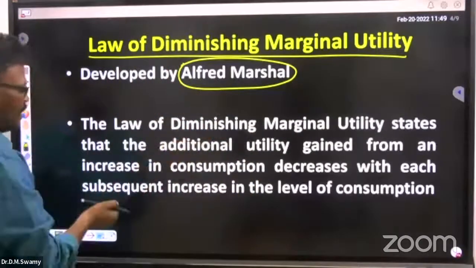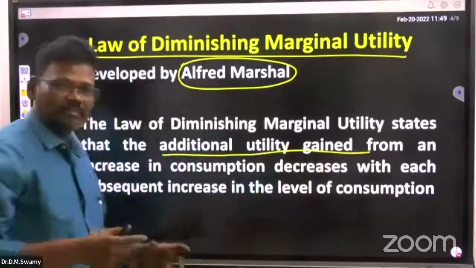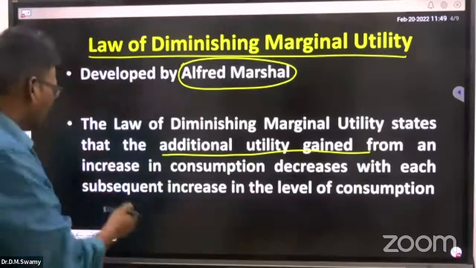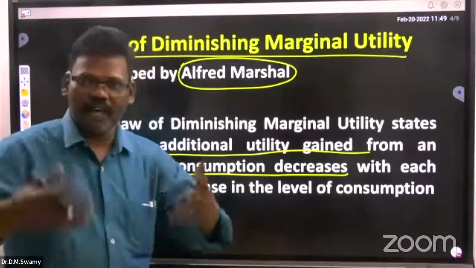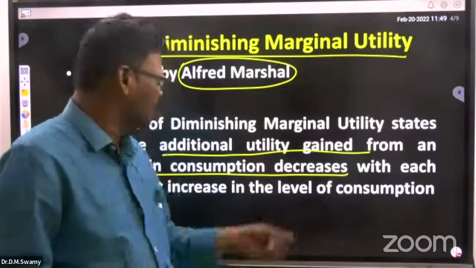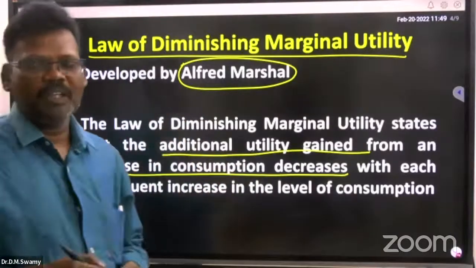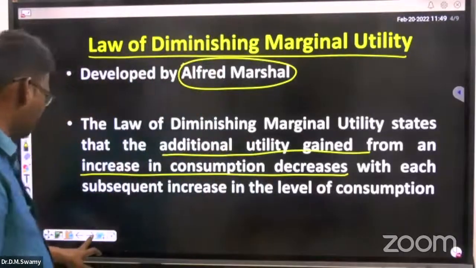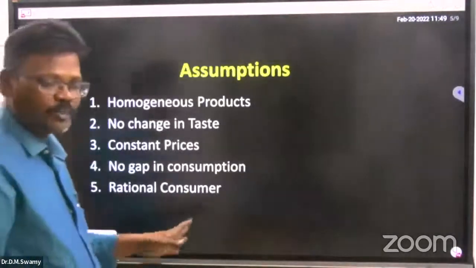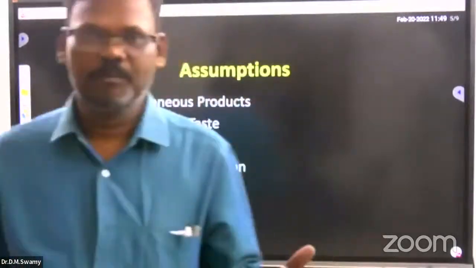According to this theory, the additional utility, the extra utility gained from an increase in consumption, is going to decrease with each subsequent level of consumption. That is what the law of diminishing marginal utility explains. This theory depends on some assumptions.